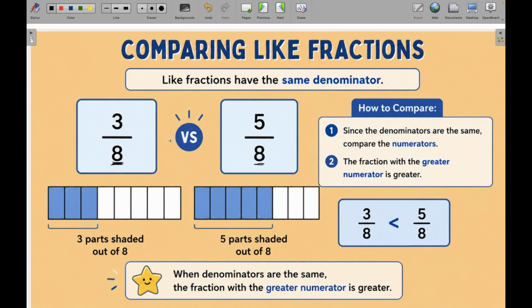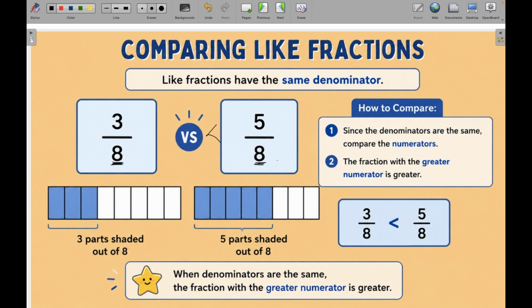When the fractions are like, it is very easy to compare, because the denominator is the same for both. What we do is we just compare the numerators. The fraction that has the larger numerator is larger. This is what the rule says. So since the denominators are the same, we compare the numerators, and the fraction with the greater numerator will be greater.